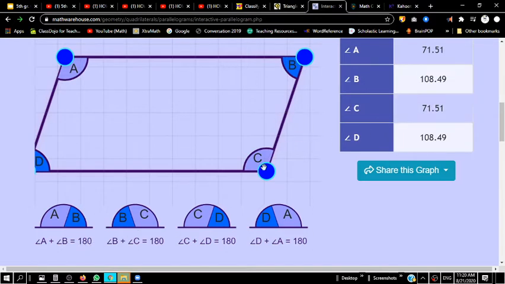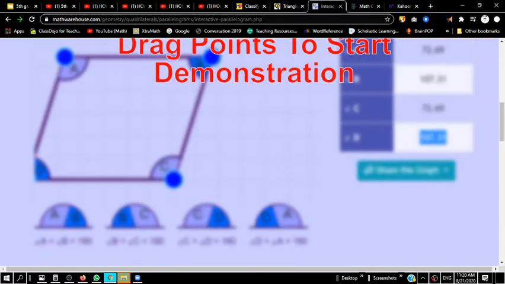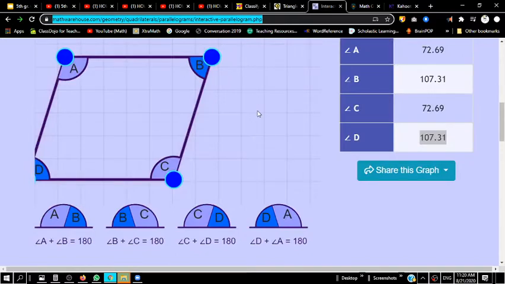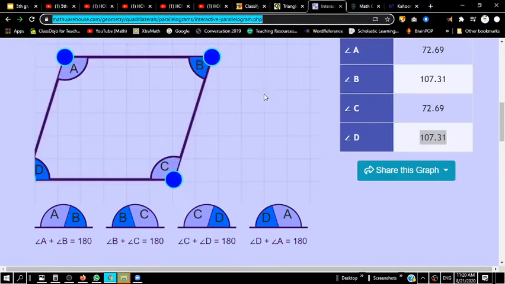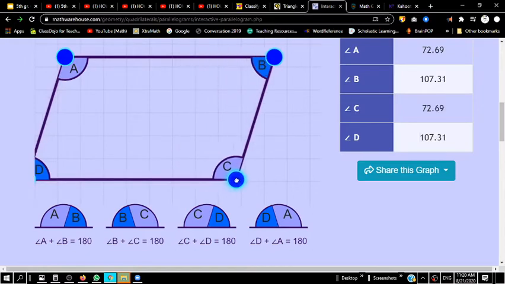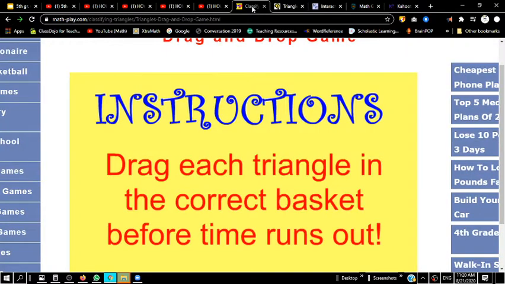Or if I add up, for example, 72.69, which is the angle measurement of C, plus 107.31, it's also going to give me 180. So if you want to check this link out, this will be in the video notes below. We were able to practice that to understand angle measurements just a little bit better. Okay? Let's take a look at classifying triangles now.